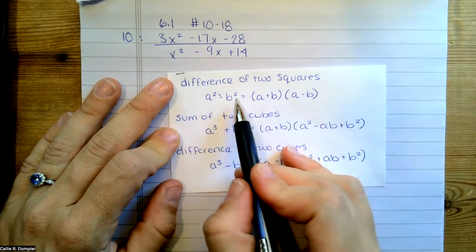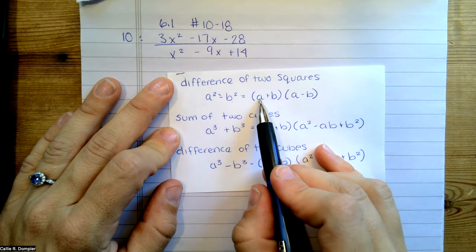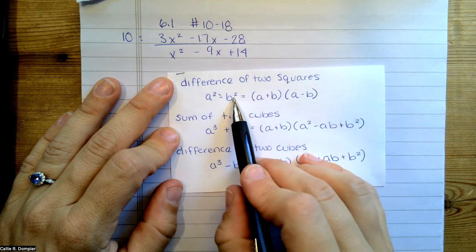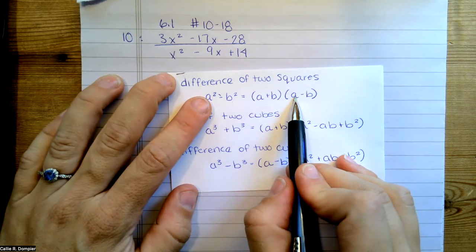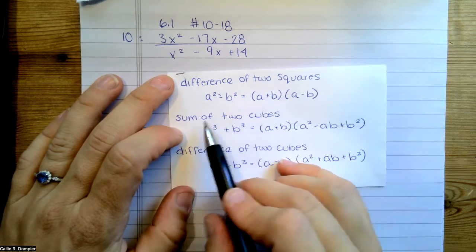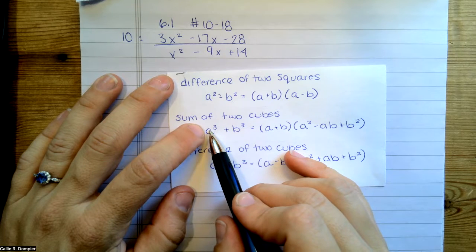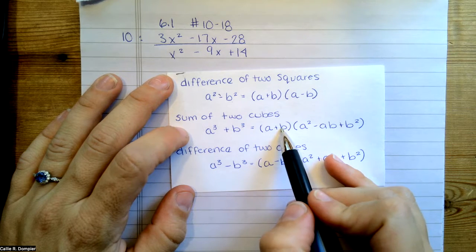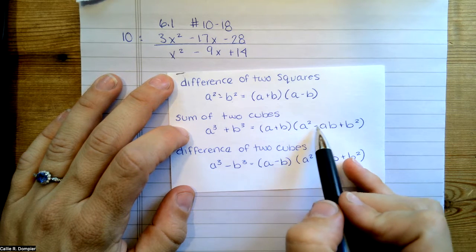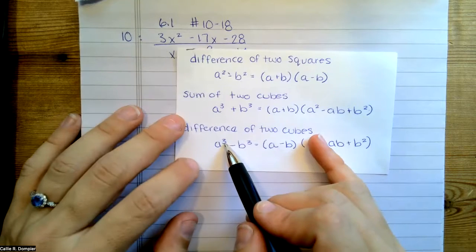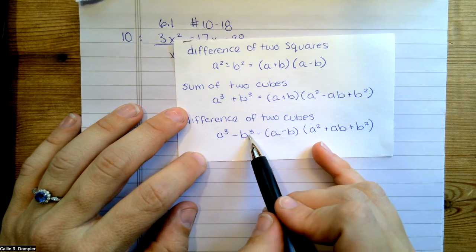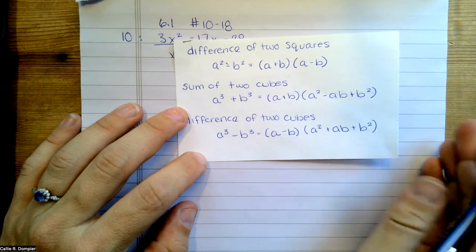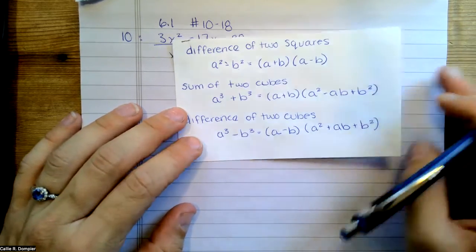So if you have a perfect square minus another perfect square, you can simplify that to the square root of a squared plus the square root of b squared times that square root again minus that square root, okay? The sum of two cubes, we have a perfect cube plus a perfect cube. So we're going to take the cube root of each of those, add them together, multiply it by a squared minus ab plus b squared. The difference of two cubes would be a cubed minus b cubed becomes a minus b times a squared plus ab plus b squared.